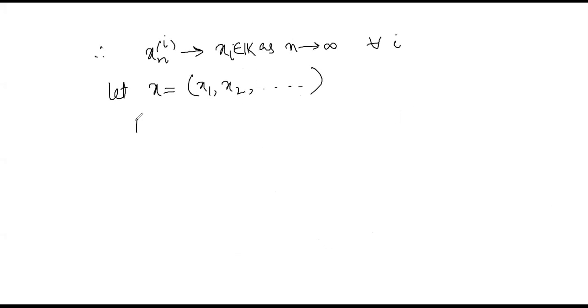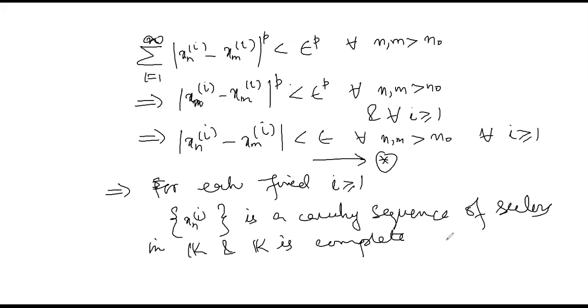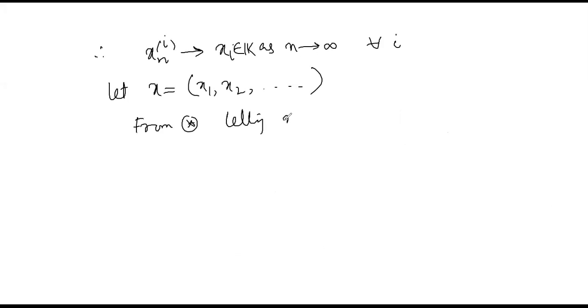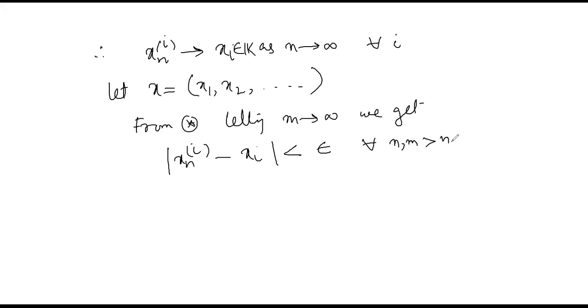Okay. Now from the equation star that we had, where did it go? Let me go back. Yes, this was star. Now this is true for all n, m bigger than or equal to n naught. So I can take m very, very big. I can let m approach infinity. So from star, letting m approach infinity, we get xni minus xi is less than epsilon, for all n bigger than n naught and for all i greater than or equal to 1.